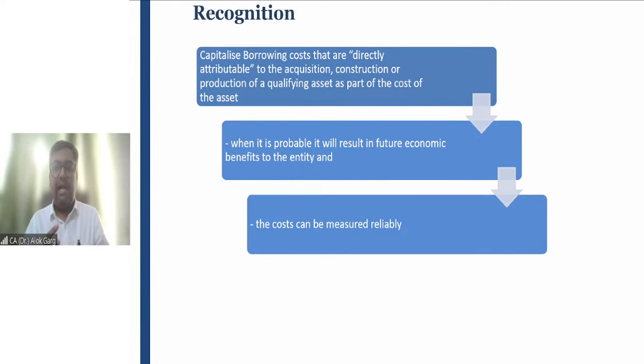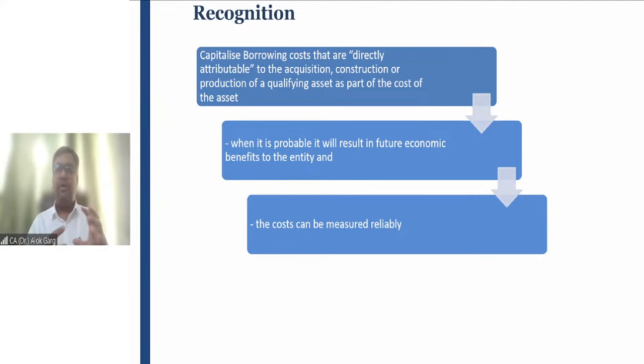So when I capitalize the borrowing cost, this cost will become an asset, right? So in this particular case, should I continue to capitalize this borrowing cost in this asset, considering this asset is already impaired or going to be impaired? Answer is no. So that is why this concept is there.